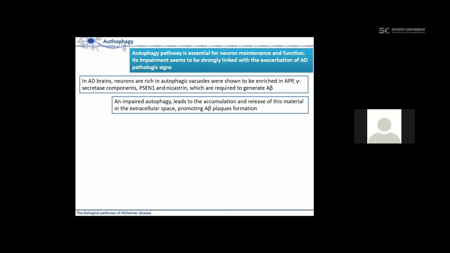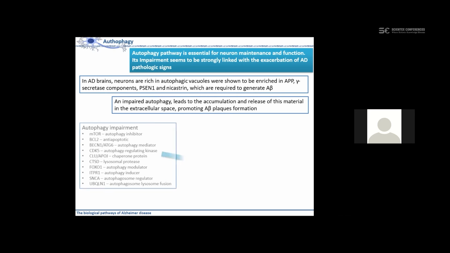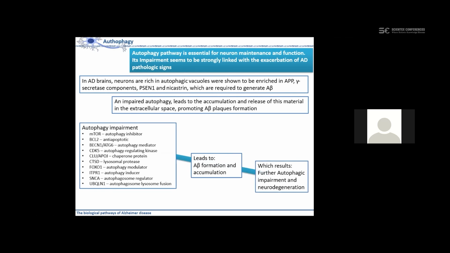In AD brains, neurons, in fact, are rich in autophagic vacuoles that were shown to be enriched in APP, gamma secretase components, PS1 and nicastrin, which are required to generate the beta amyloid. And impaired autophagy leads to the accumulation and release of this material in the extracellular space, promoting beta amyloid plaque formation. From a molecular point of view, autophagy is mainly regulated according to the physiological condition of the cell through several elements.